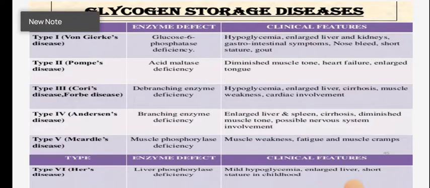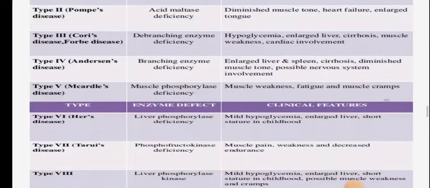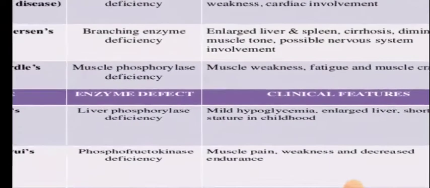Then type 2, Pompe's disease, acid maltase deficiency. It shows diminished muscle tone, heart failure, and enlarged tongue. Then type 3, Cori's disease, shows debranching enzyme deficiency, hypoglycemia, enlarged liver, then cirrhosis, muscle weakness, and cardiac involvement. In type 4, Andersen's disease, branching enzyme deficiency, enlarged liver and spleen, cirrhosis, diminished muscle tone, possible nervous system involvement. Then type 5, McArdle's disease, muscle phosphorylase deficiency, so muscle weakness, fatigue, and muscle cramps. Then there are the different enzyme effects.